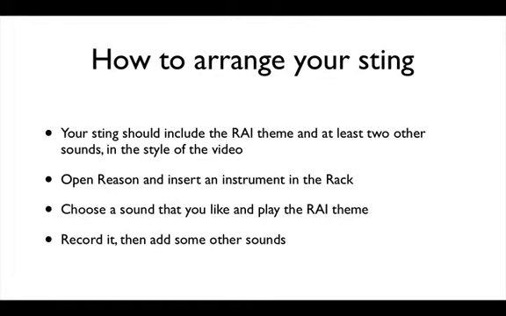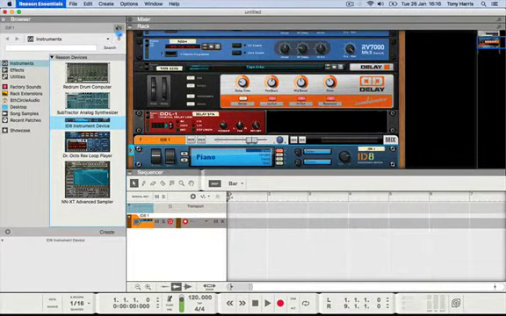Your sting should include this Rai theme and at least 2 other sounds, and it should sound something like the style of the video. So how we're going to do it is open Reason and insert an instrument in the rack, find an instrument that you'd like, like this piano, and play the Rai theme. So practice playing it, then record it, and then add some other sounds that are similar to the sounds that you heard in the video. So let's go ahead and do that.